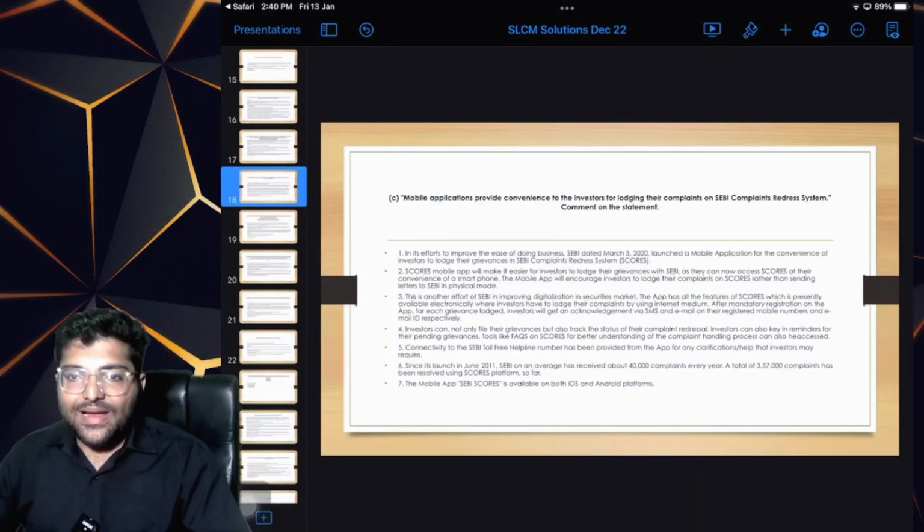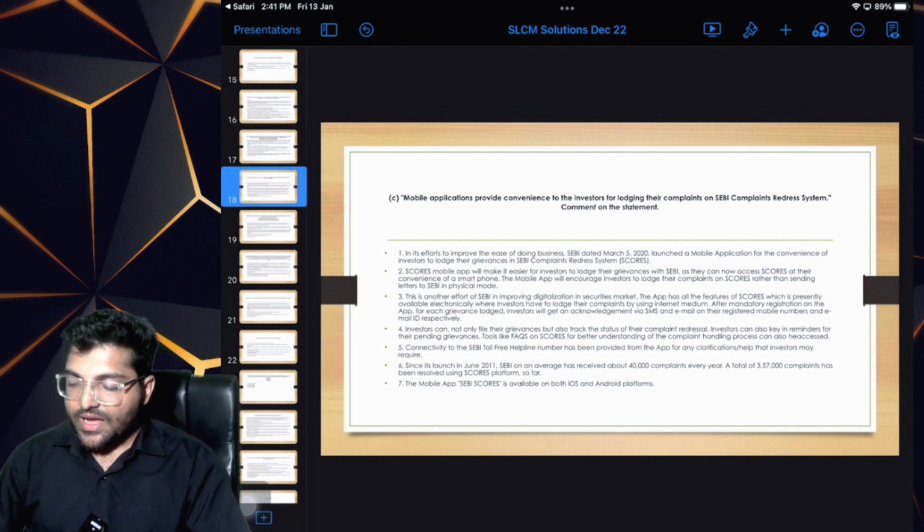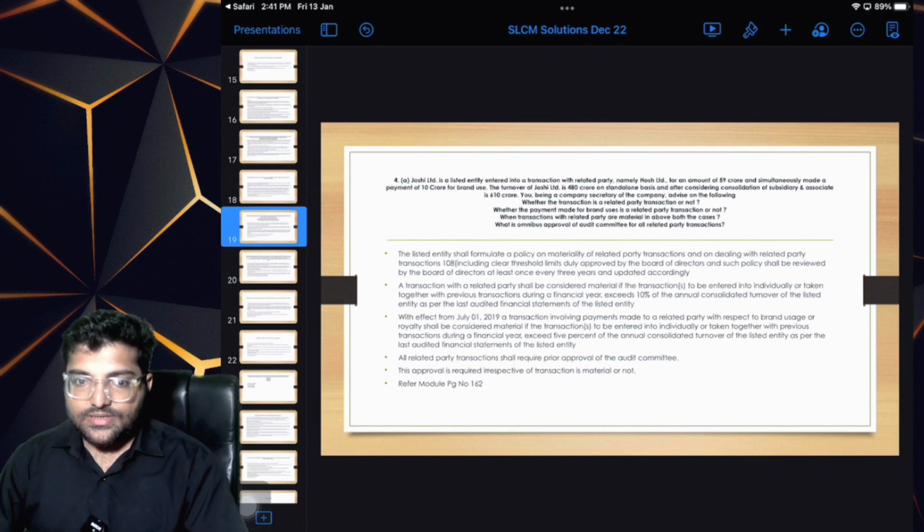Next question: mobile applications provide convenience to the investors for lodging their complaint on the SEBI complaints redressal system. Comment on the statement. So yes, it was one of the direct questions which was asked, so you can refer to the answer over here and you can refer to the module as well. Over there also the answer is the same.